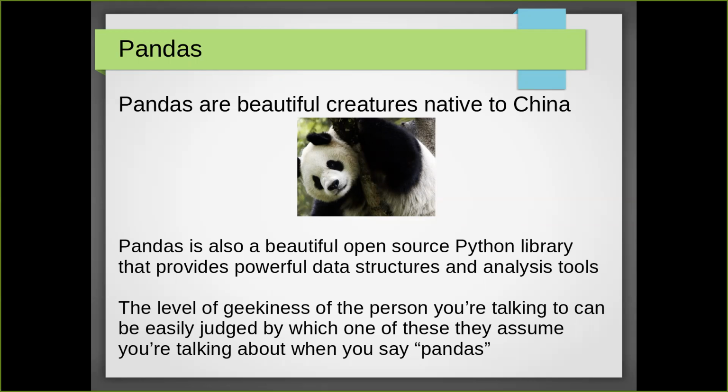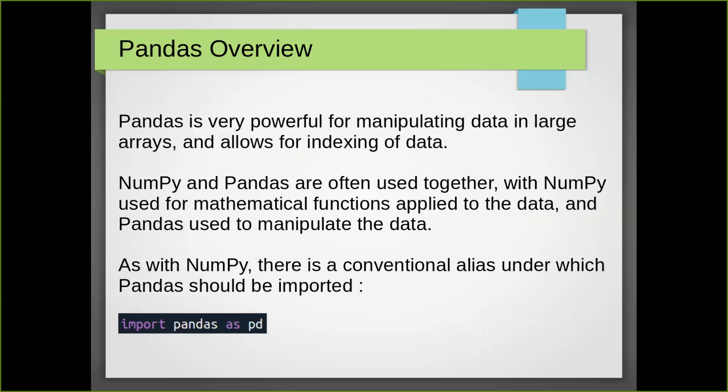So Pandas is a wonderful open source Python library that basically provides powerful data structures and analytical tools. Whereas NumPy was really good for dealing with multi-dimensional arrays, and we've seen examples of where that might be useful, Pandas is very powerful for manipulating data in large arrays and allowing for indexing of that data. And we typically use both NumPy and Pandas together. We use NumPy to do the advanced mathematical functions applied to this big data, and Pandas to manipulate the data in some way. So they very much go hand in hand.